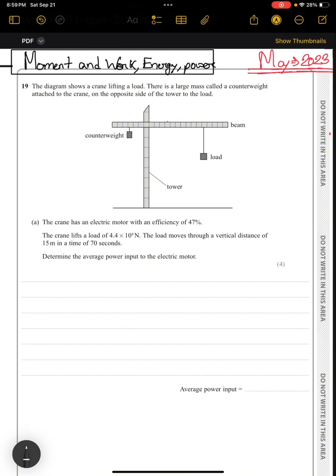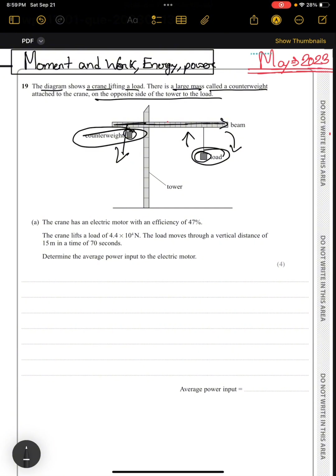In the question they have said the diagram shows a crane lifting a load. This is the load which has been lifted by this crane. There is a large mass called a counterweight. This counterweight is given to balance this beam, so that when the load is being lifted, the crane doesn't fall in this position. The counterweight is given in order to balance the weight of the load, on the opposite side of the tower to the load.